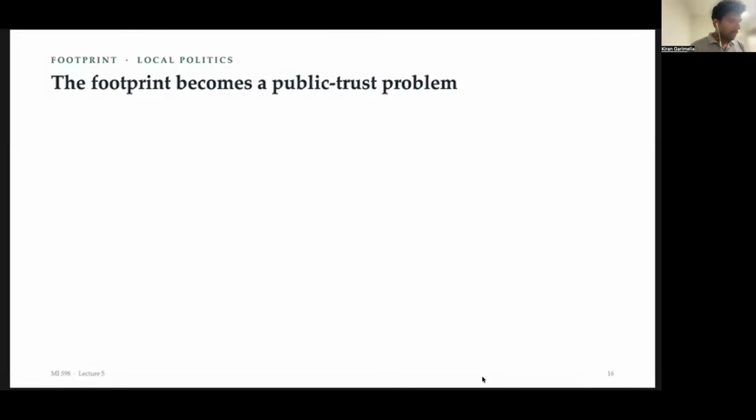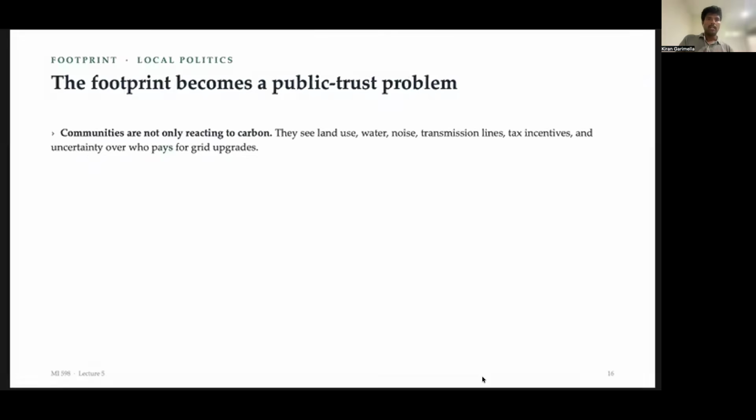Okay, the final problem is local politics, which is the encompassing problem. We see this more and more now from AI. I've never heard of problems with a data center being built by Meta to serve me Reels or something, because that was a small scale operation. But now we are seeing a lot of this because it puts together all of these problems. They're not only reacting to carbon.